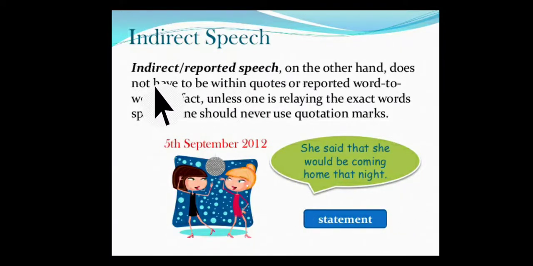Indirect or reported speech, on the other hand, does not have to be within quotes or reported word for word. Unless one is relying on the exact words spoken, one should never use quotation marks. In indirect speech, the actual words of the speaker are not put in inverted commas, and they are not represented the same. For example, she said that she would be coming home that night.